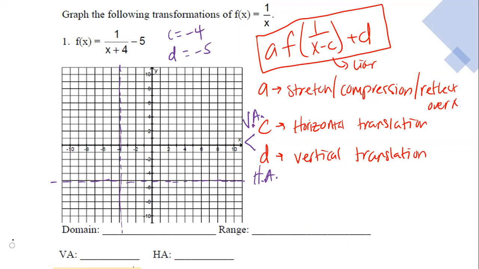So thinking about where our parent function is. Our parent function points that we start off with are always going to be 1, 1 and -1, 1. Because I have -4 and -5, in order to make my new function, what am I doing to each one of these points? Okay, so this tells me that instead of subtracting, if I'm going to use the plotting of the points, I'm going to go left and I'm going to go down.